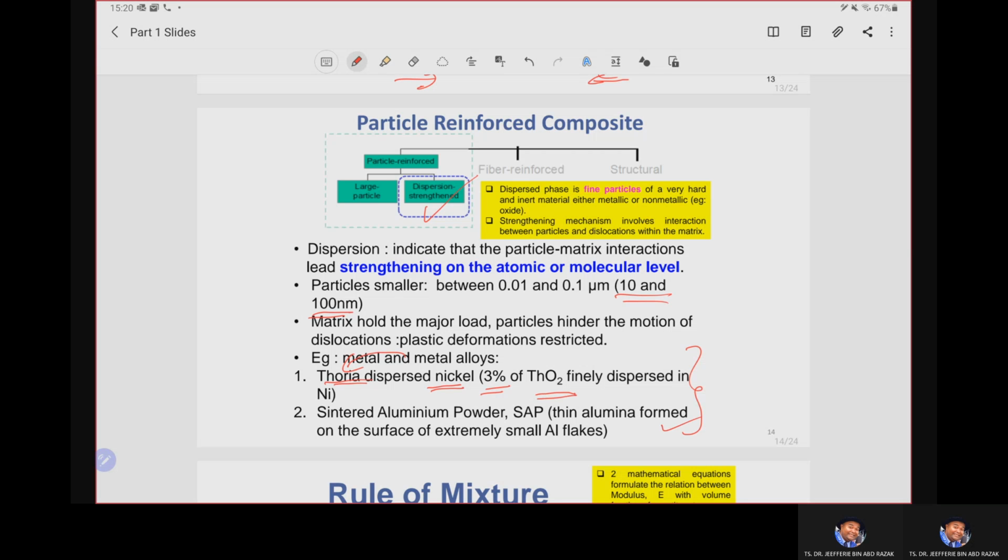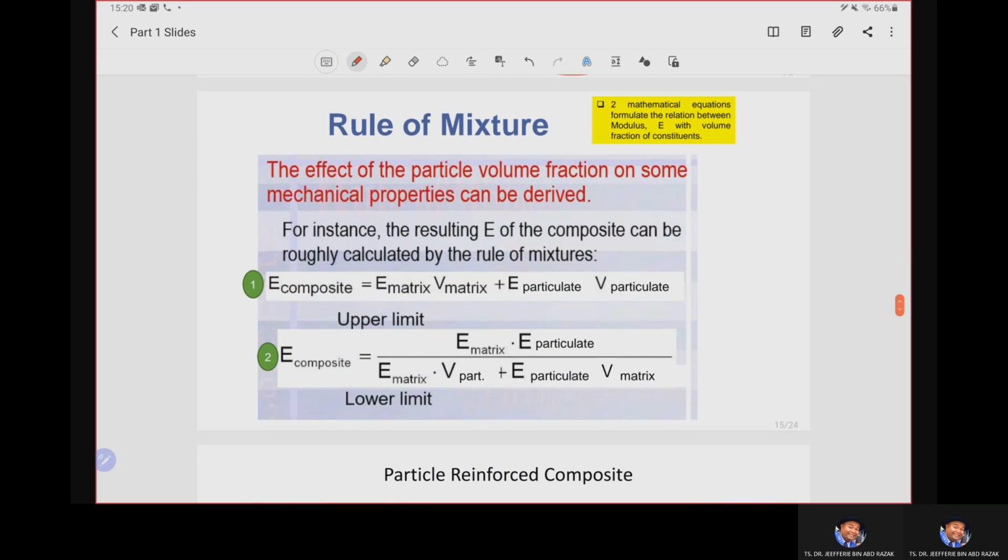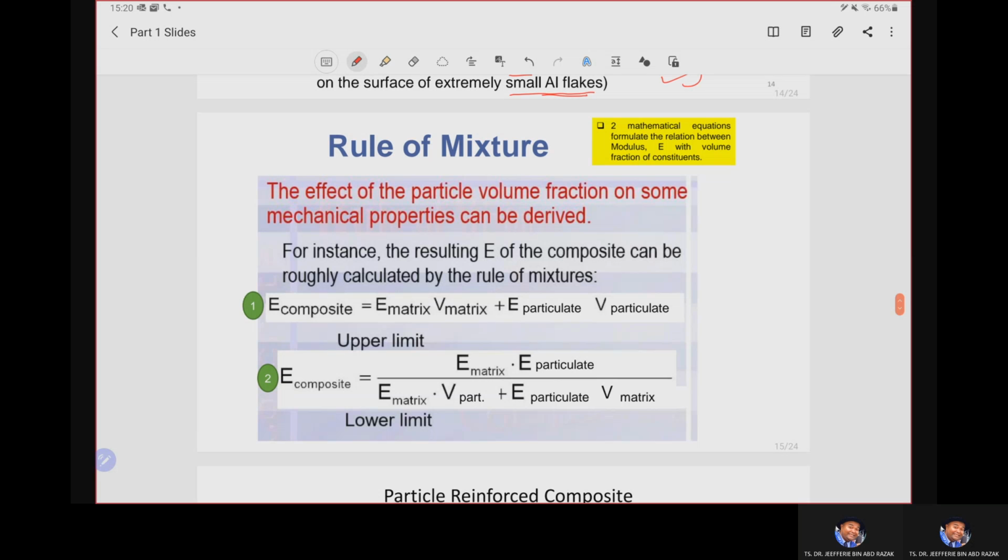So the next example here, we have the sintered aluminum powder, or in short, we call them SAP, whereby a very thin and strong adherent alumina coating is formed on the surface of extremely small aluminium flakes. All right. One of the important factors that influence the properties of particle reinforced composite is the concentration or the volume fraction of particles, other than smaller particle size and even distribution within the matrix for effective reinforcement. Okay? So now we will talk a bit about the mathematics.